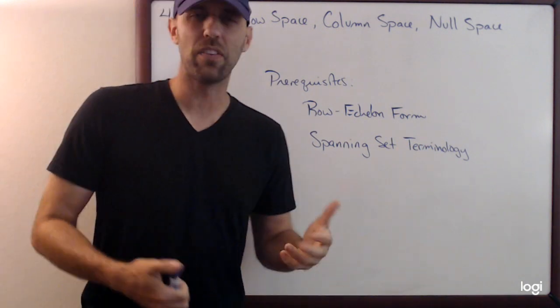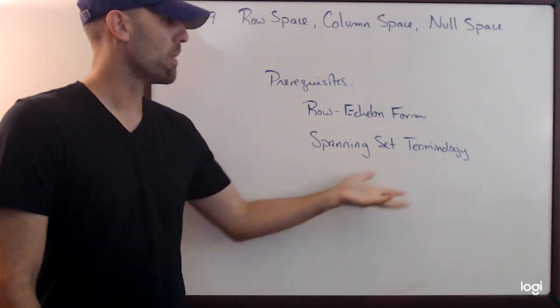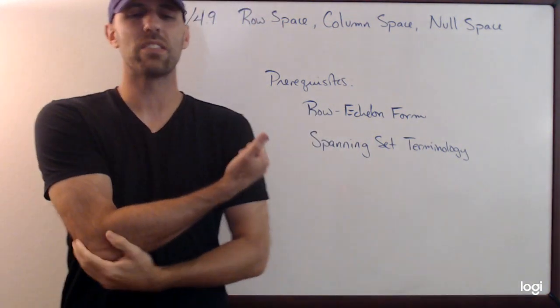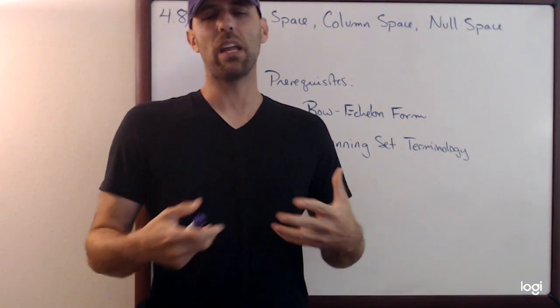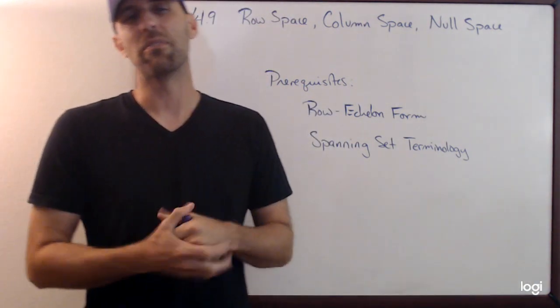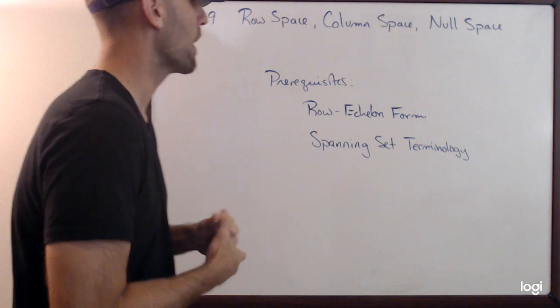Prerequisites, pretty easy. Row echelon form, and spanning set terminology. We need to know spanning sets and the concept of being able to write an infinitely sized set as a span of a bunch of vectors, because that's what we're going to be finding.